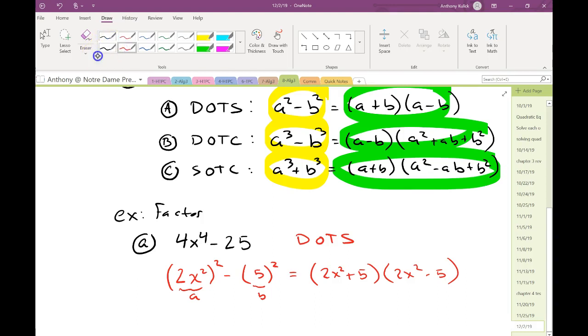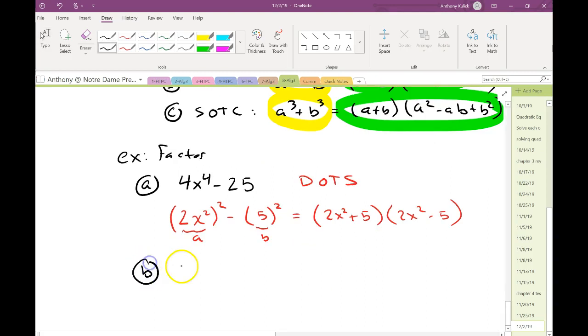These should be the easiest of the factoring problems, because you don't have to worry about hunting for two numbers that do blah, blah, blah, and blah, blah, blah. You just have to recognize the pattern and then figure out what the values for a and b are, and then you just apply the pattern. So let's say we have x cubed minus 8. What pattern does this look like?